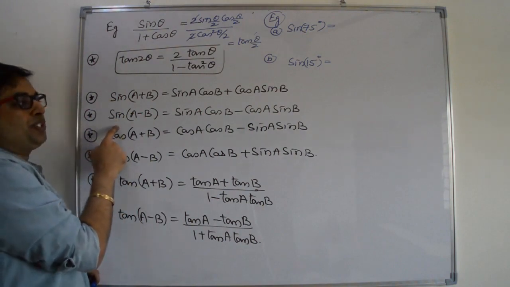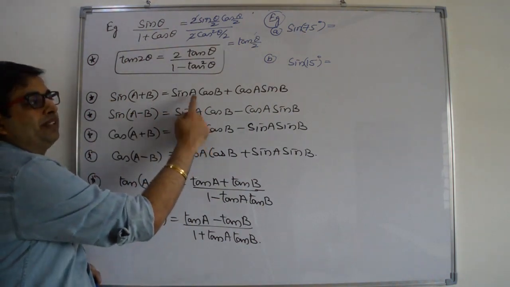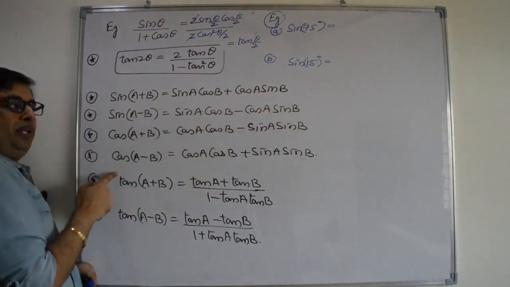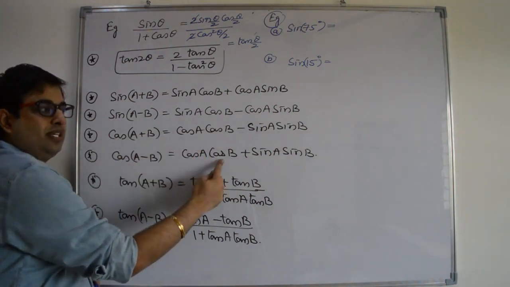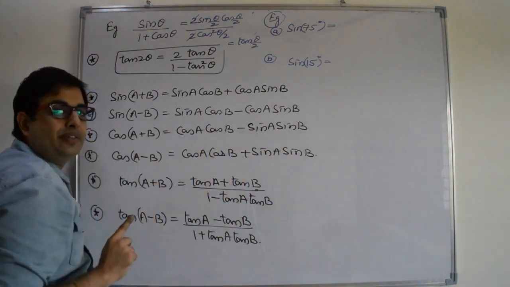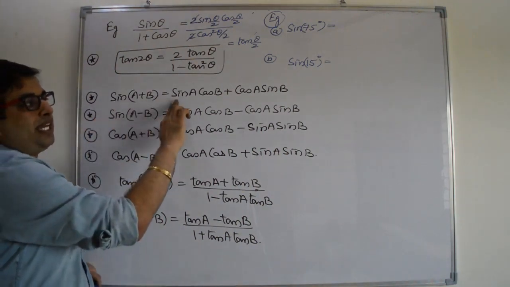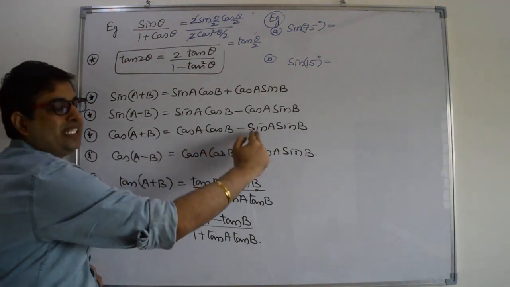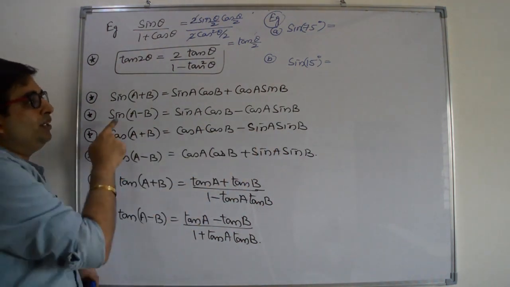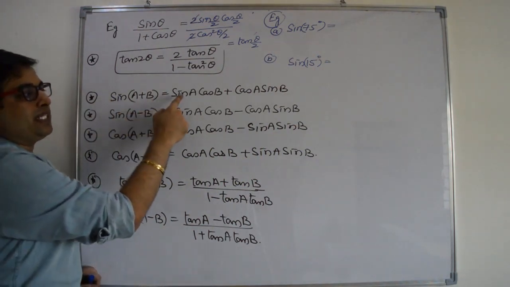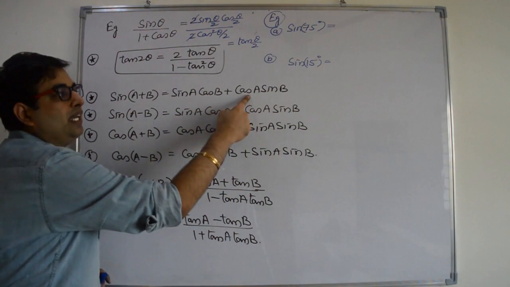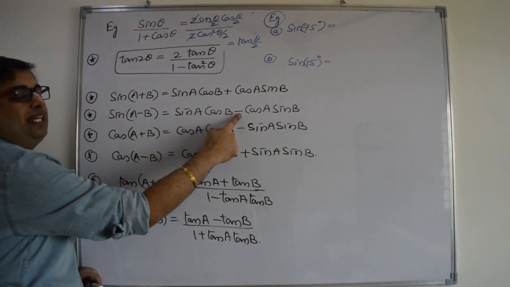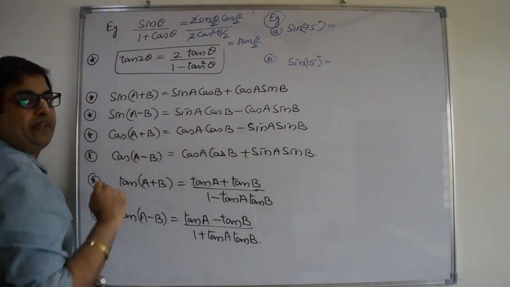In sine formulas, you will see sine and cos in multiplication. But in cos formulas, you will get either cos cos or sine sine in multiplication. So we have to remember sin(A+B) is sin A cos B + cos A sin B. For sin(A−B), we only have to change the sign: instead of plus, we use negative.